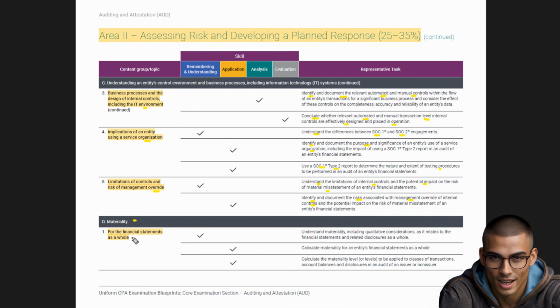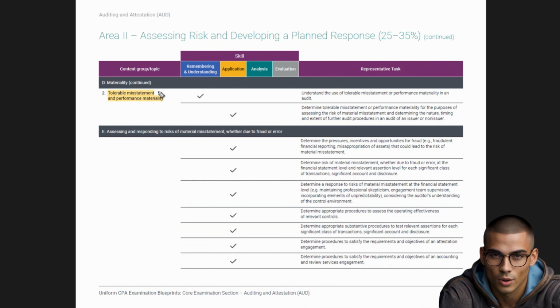Next, we have materiality for the financial statements as a whole, where you'll need to understand the materiality, including the qualitative considerations as it relates to the financial statements and the related disclosures as a whole. You'll need to be able to calculate materiality for an entity's financial statements as a whole, and you'll need to be able to calculate the materiality levels to be applied to the classes of transactions, account balances, and disclosures in an audit of an issuer and a non-issuer.